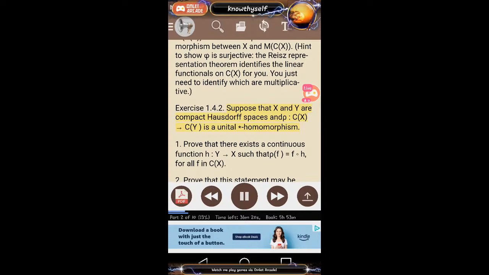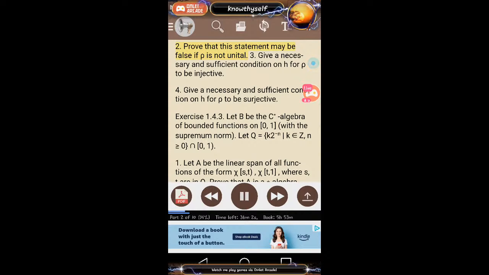Suppose that X and Y are compact Hausdorff spaces and ρ: C(X) → C(Y) is a homomorphism. 1. Prove that there exists a continuous function h: Y → X such that ρ(f) = f∘h for all f in C(X). 2. Prove that this statement may be false if ρ is not unital. 3. Give a necessary and sufficient condition on h for ρ to be injective. 4. Give a necessary and sufficient condition on h for ρ to be surjective.